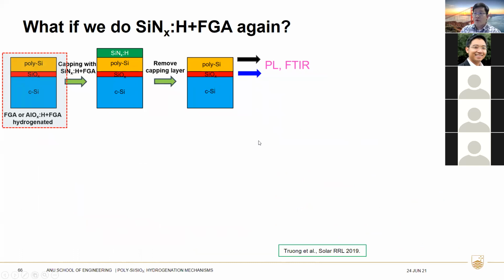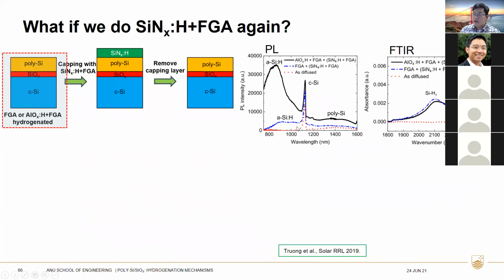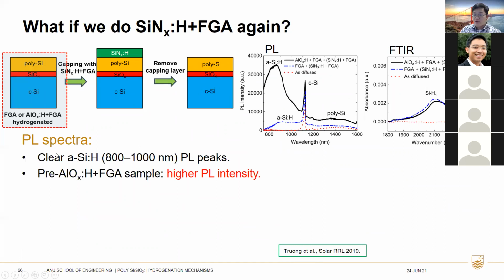So what if we do another silicon nitride forming gas on top of the sample already hydrogenated by forming gas or the ALOX forming gas? So this is the PL and FTIR spectra captured from those samples. For PL spectra, we see a clear hydrogenated amorphous silicon PL peak located at around 800 to 1000 nanometers here. And for the pre-ALOX forming gas sample, we see higher PL intensities, the black curve here.